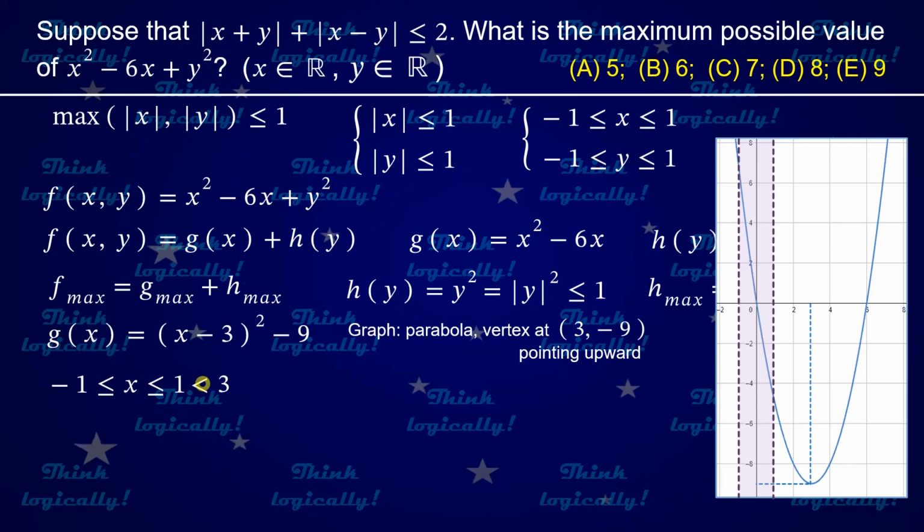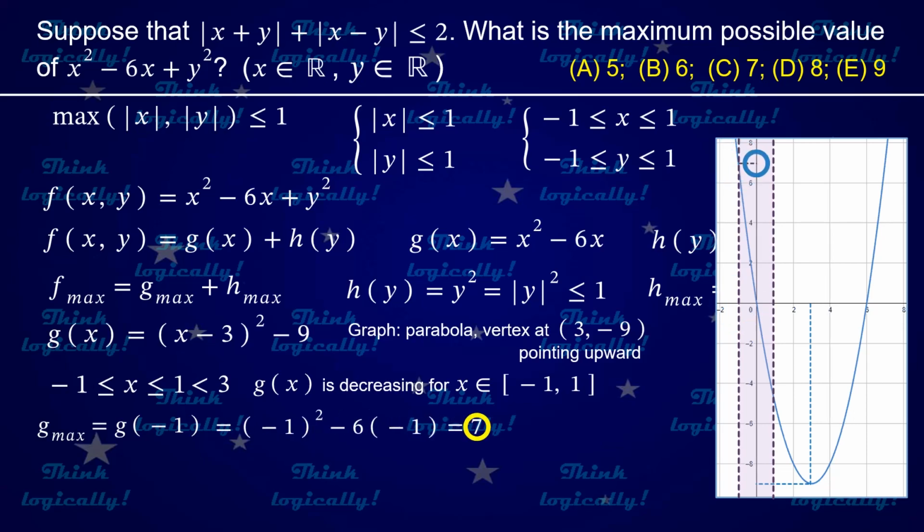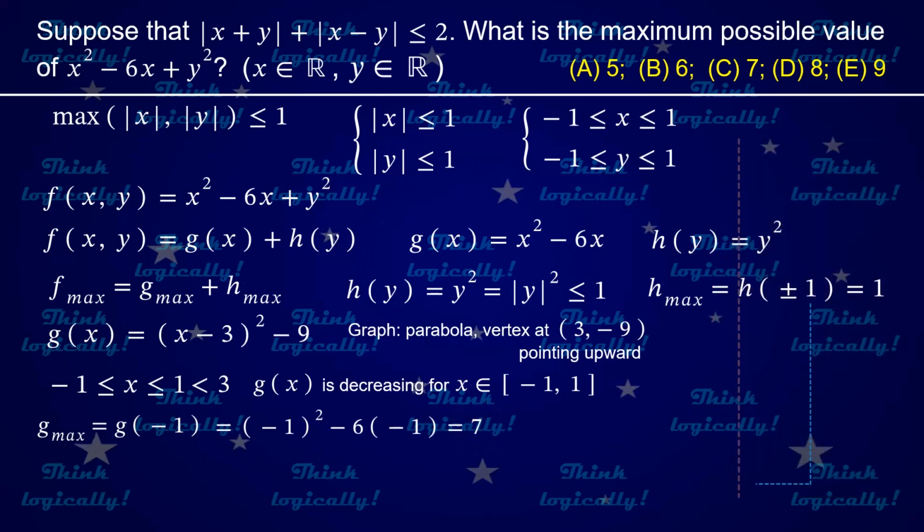All these values are less than 3, therefore located to the left of the vertex. This means that function g of x is monotonically decreasing for x in the interval from -1 to +1. So the maximum value of g of x corresponds to x equals -1, and that value equals 7. Now we have maximum values for both g and h and can find the maximum of f. The answer is 8, corresponding to point D.